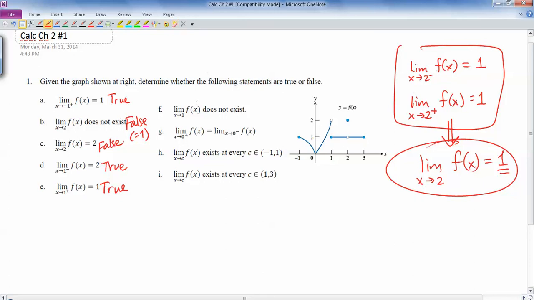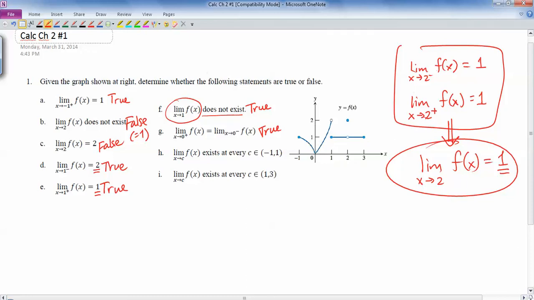The next one says limit as x goes to 1 of f of x does not exist. Well, if we look at the left-hand side and the right-hand side of 1, we got 2 and we got 1. Those aren't the same. Since they're not the same, you would say the limit does not exist. So this is true too. The next one says limit as x goes to 0 from the right equals limit as x goes to 0 from the left. They both approach the same value, which happens to be 0 as well. So this one's also true.